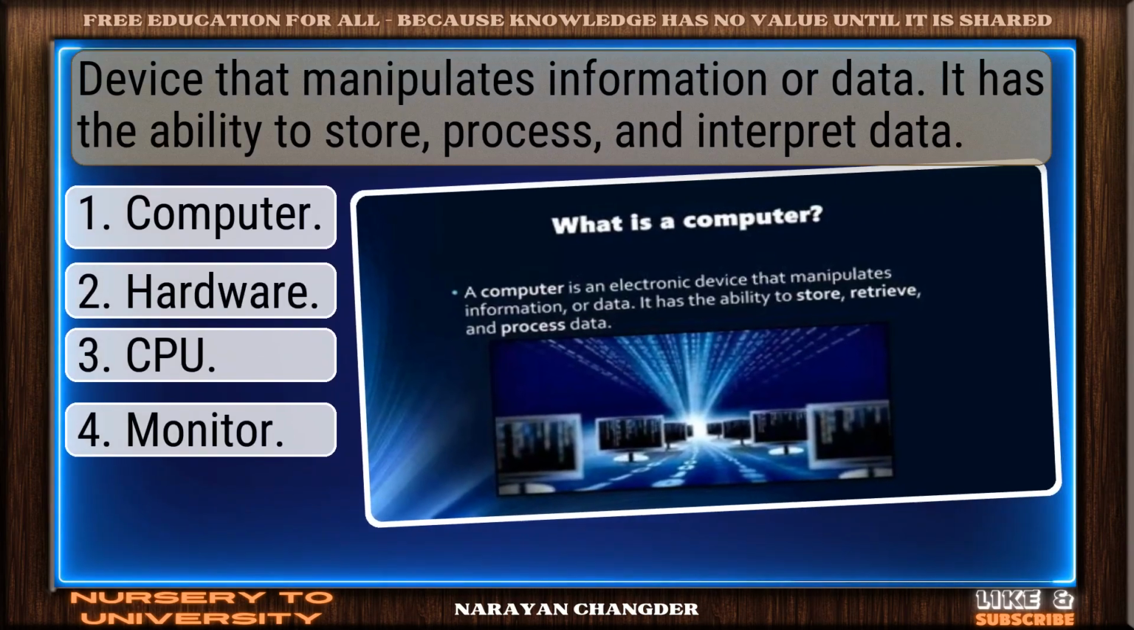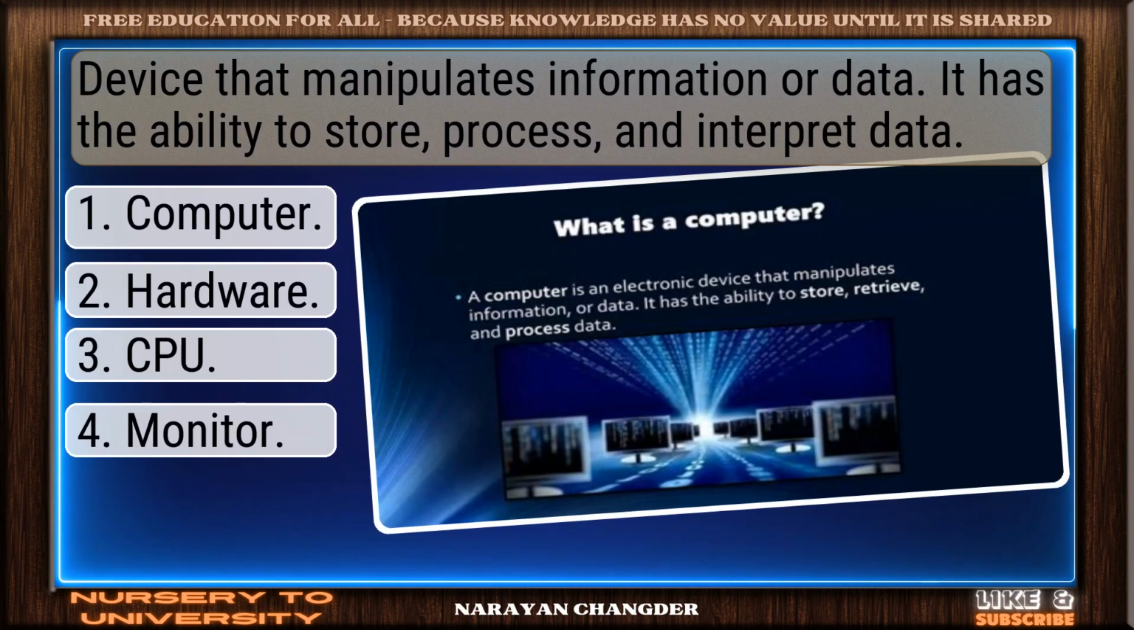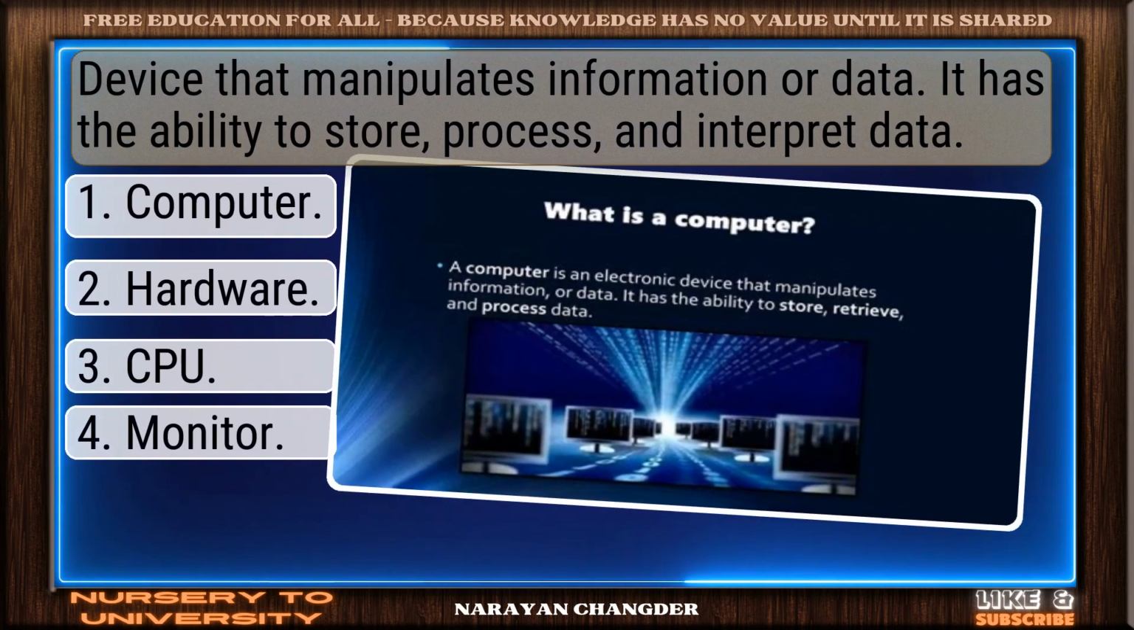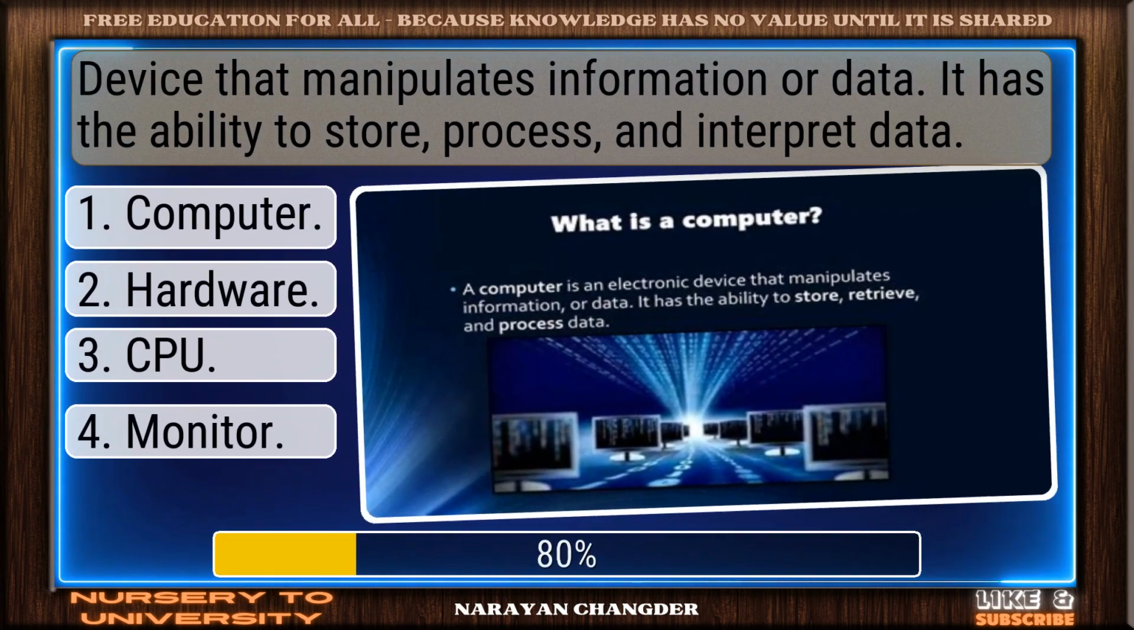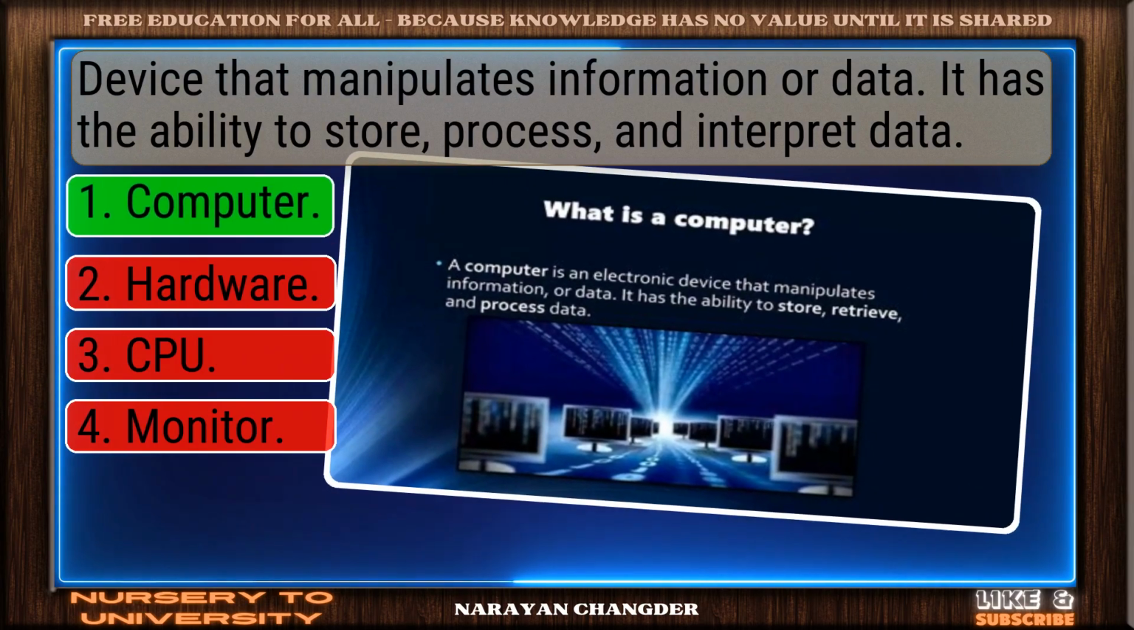Question number 18. Device that manipulates information or data. It has the ability to store, process, and interpret data. On track. Computer is the correct answer.